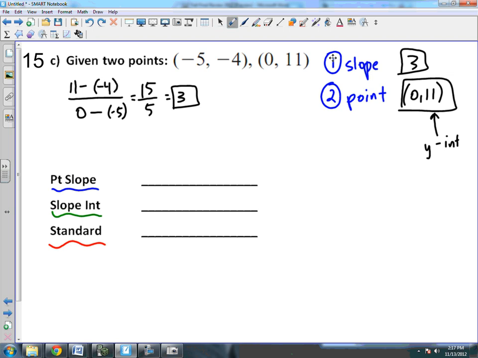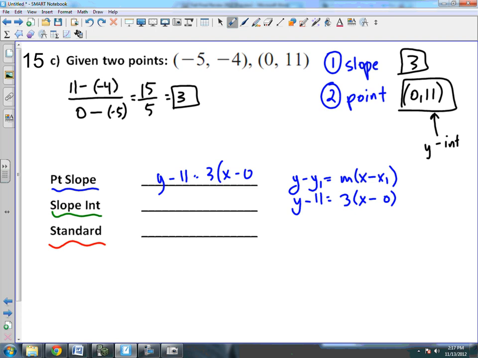This form looks like this. Y minus y1 equals slope times x minus x1. So I'm going to do this. Take my point 11, slope 3, x minus x1 is 0. And actually, for our purposes here, we're done. That is point slope form.